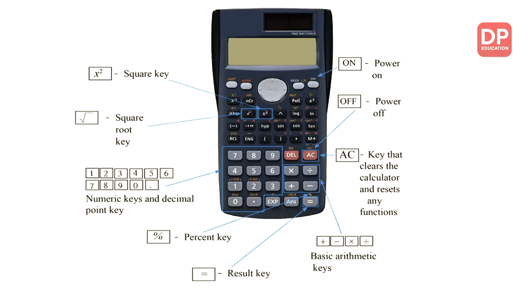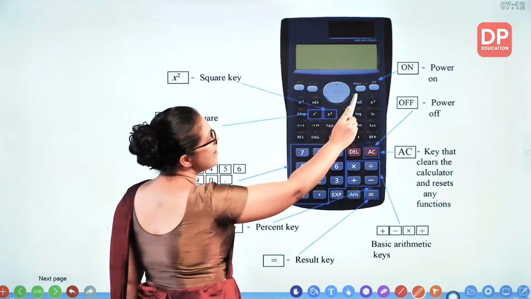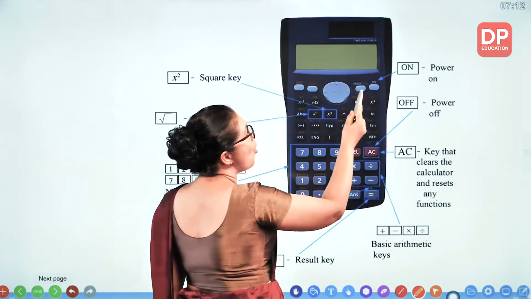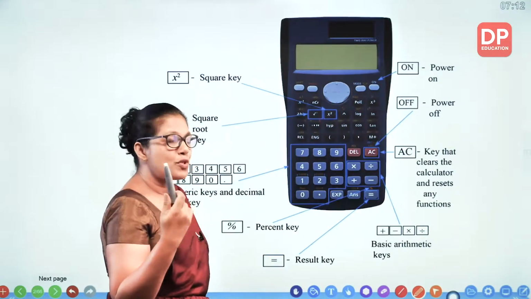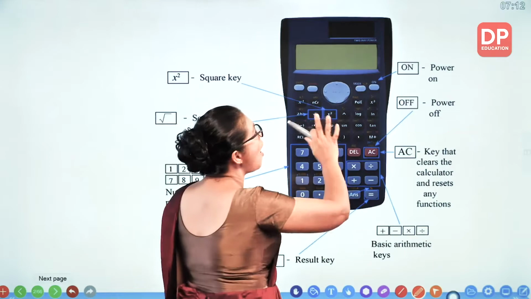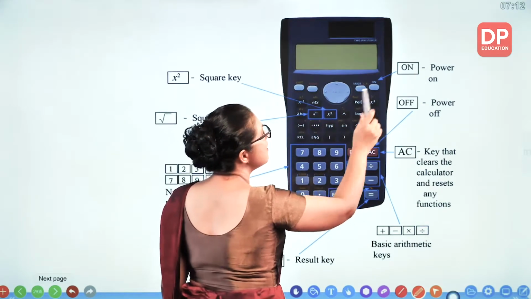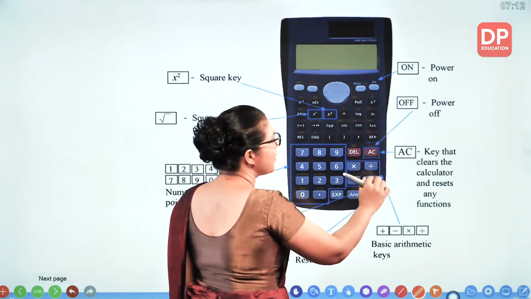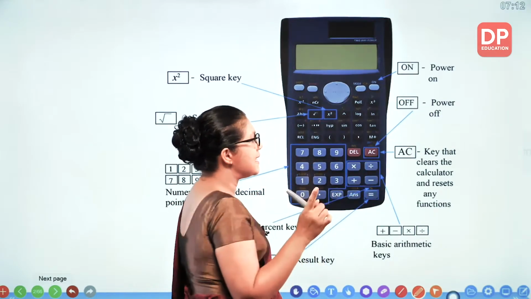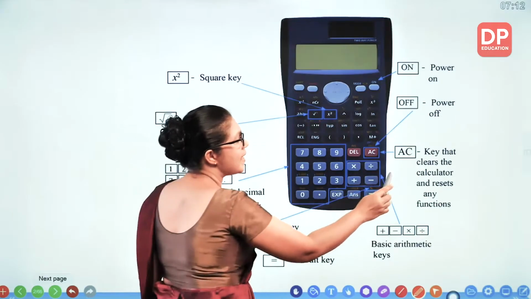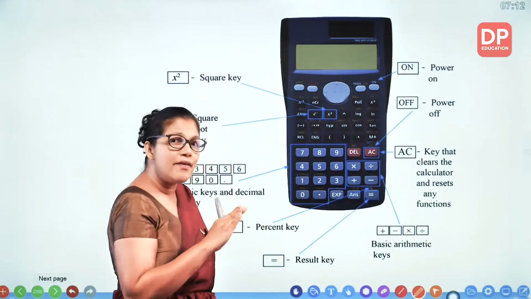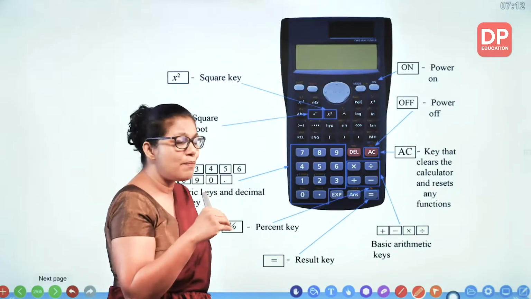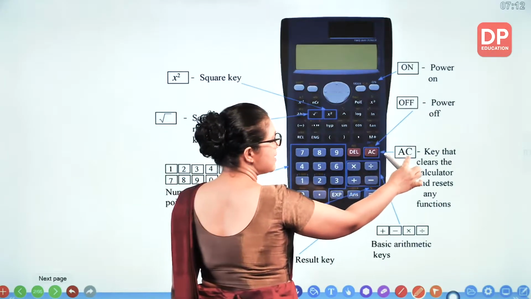This is the scientific calculator. So what are the buttons in that calculator? The main button is ON. When you want to use the calculator, you have to switch on the calculator. And after you finish all calculations, you have to press the OFF button. That's power off. And here there's a button called AC. AC means we can reset. So we can erase all functions that we did before using this button, AC.